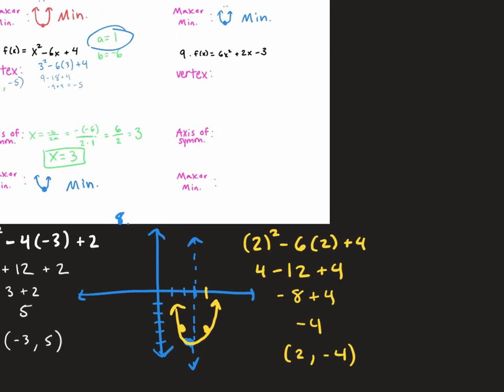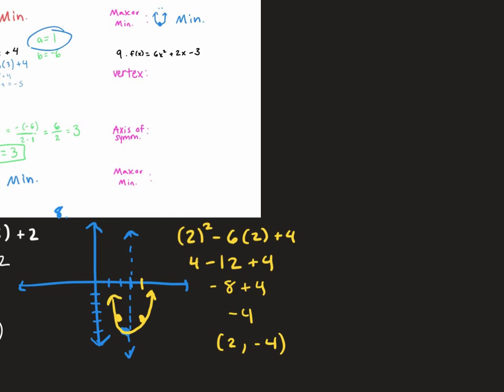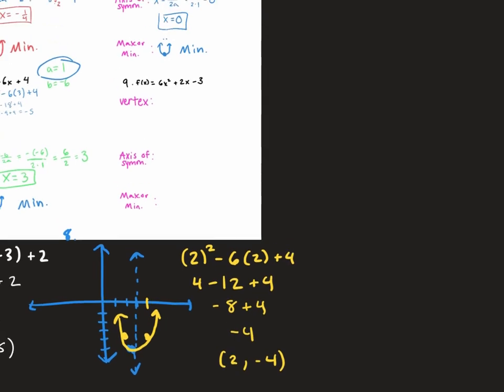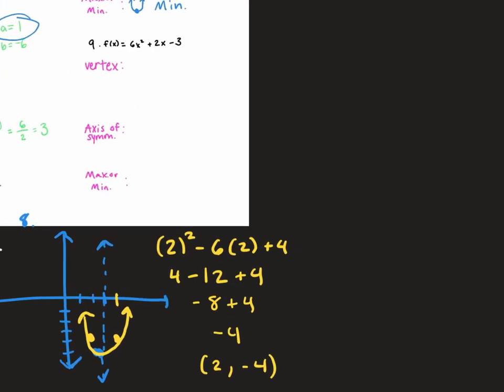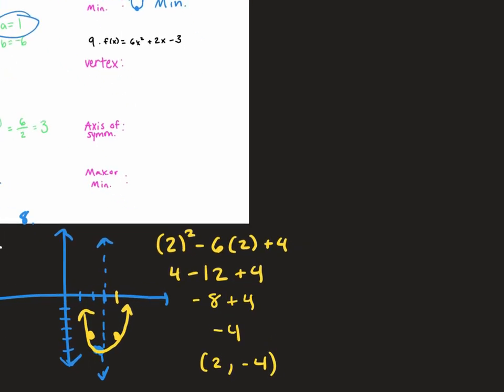Yeah, we can do 9, but 9 just had fractions, so we didn't have time for it on Friday. Do you guys want to do 9, or? Yeah, but that one was number 8. What did you guys get for the vertex on 9? We can do it together.